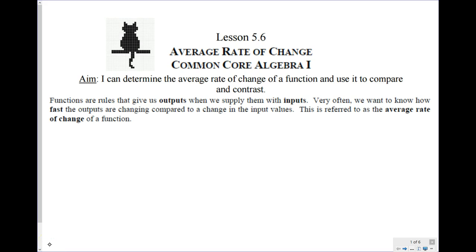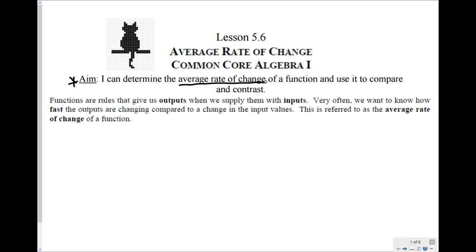Today we're going to talk about rate of change and finding the average rate of change in a graph. So your aim today is: I can determine the average rate of change of a function and use it to compare and contrast. So the first thing we're going to talk about is what is average rate of change. This shouldn't be something you haven't heard before, but we're going to review the idea of it. So this couple sentences is going to start us off.